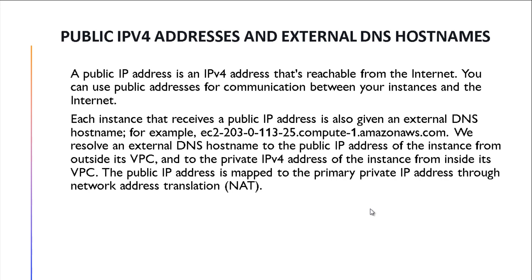For example, like ec2-, the address, and compute-1.amazonaws.com. AWS resolves an external DNS hostname to the public IP address of the instance from outside its VPC. In this scenario, you can connect one VPC to another VPC by using these public IP addresses. The public IP address is mapped to the primary private IP address through network address translation. That public IP address is mapped to the private IP address of the instance, and that configuration uses NAT technology, network address translation, to resolve the public IP address to the private IP address.